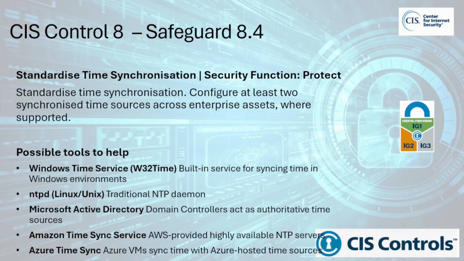Safeguard 8.4, standardized time synchronization, comes under the Protect Security function and is within Implementation Group 2. As a personal note, I think this should actually be Implementation Group 1, as it is critical to have correct time entries for logs, especially for incident response activities. This safeguard requires organizations to synchronize system clocks across all networked assets using a reliable and standardized time source, typically a Network Time Protocol, or NTP, or a secure internal time server. All systems, including servers, workstations, network devices, security appliances, etc., should use the same time reference, ensuring that timestamps and audit logs are consistent and accurate.